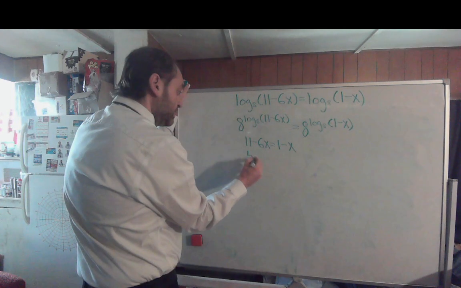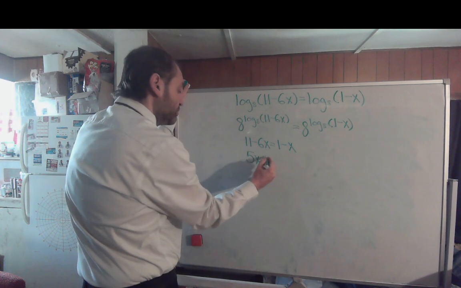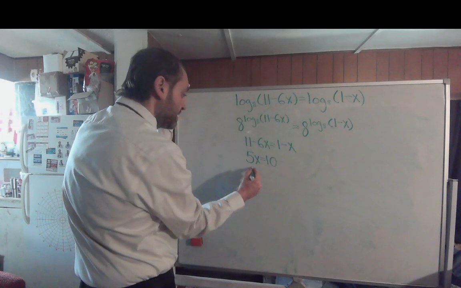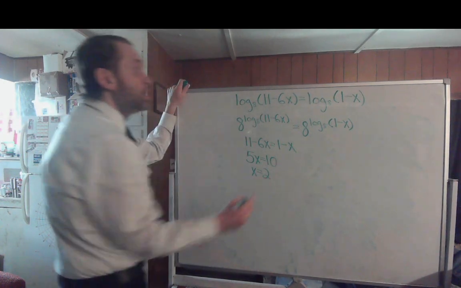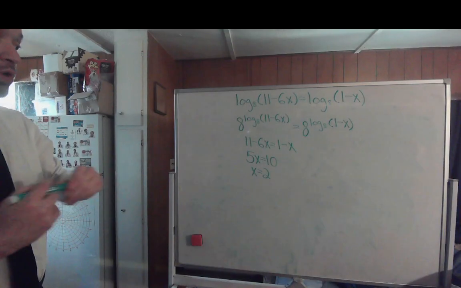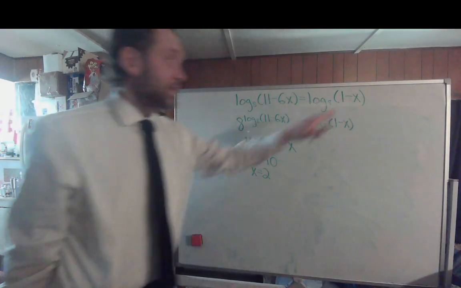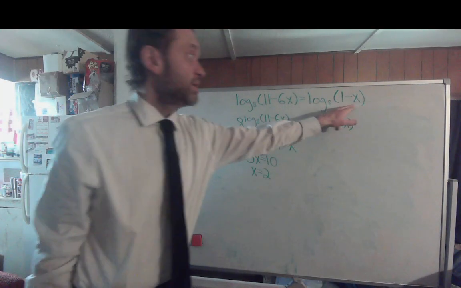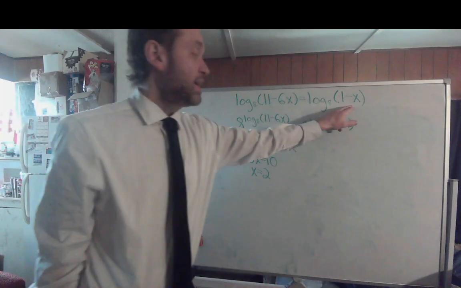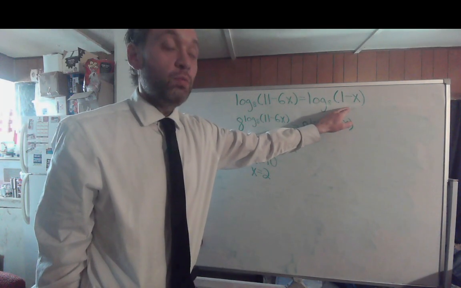You should literally get 5x equals 10, which would give you x equals 2. Alright, but let's check our work. Let's even put it on the right side. So if I put in x equals 2 on the right hand side, 1 minus 2 is negative 1.